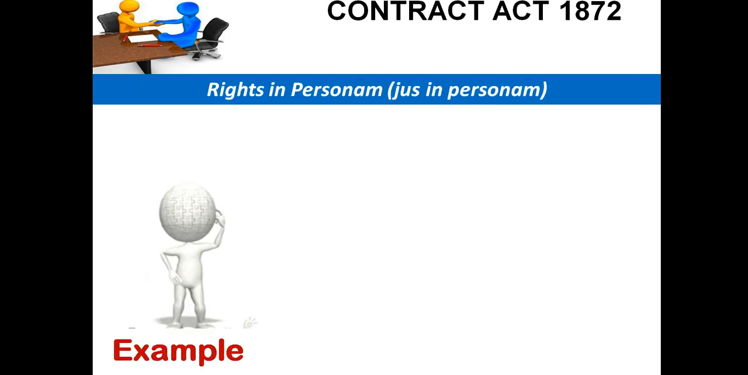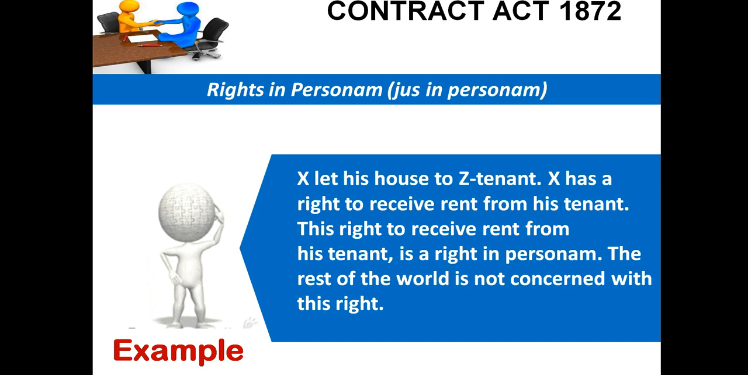Here is an example of this right. Suppose Mr. X lets his house to Z, his tenant. X has a right to receive rent from his tenant. This right to receive rent from his tenant is called right in personam. The rest of the world is not concerned with this right.